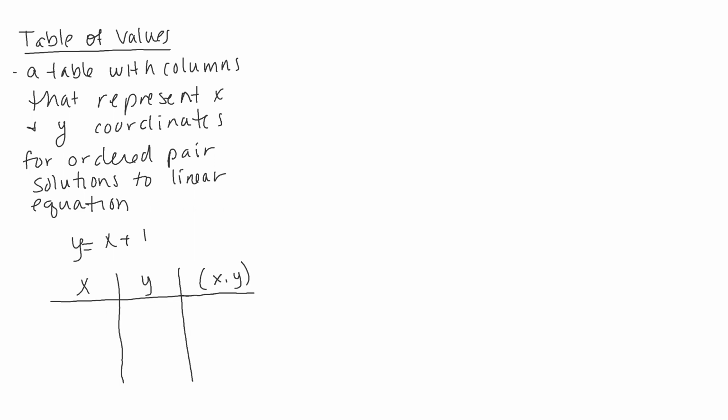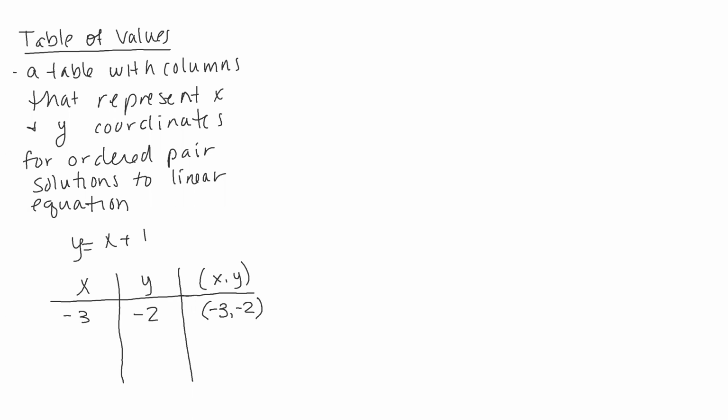All right. So for this example, let's say that x was -3. Well, what we do is we take x, we add 1, and that gives us y. Well, if x is -3, I would take -3 plus 1. That would give me -2. So an ordered pair solution for this equation is the point -3, -2. That is a point on the graph of y equals x plus 1.